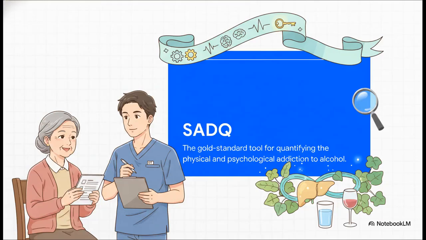And a really important tool in your toolkit for this is the SADQ, the Severity of Alcohol Dependence Questionnaire. Think of this as the gold standard. It takes us from just having a hunch to actually measuring the level of dependence. And that's absolutely crucial because that number tells us exactly what kind of help the patient needs.